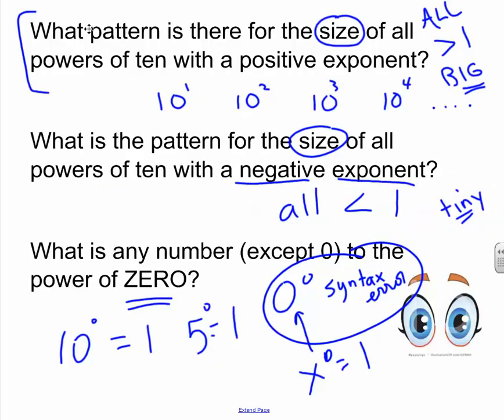So then in your table groups, you just found the pattern for the size of all numbers that have an exponent that's positive. And what you found is they're all greater than 1. They're all big. The size of all powers of 10 with a negative exponent, they're all tiny. They're all less than 1. And any number to the power of 0 is 1. Except for, remember, you can't have a 0 to the power of 0. That's not going to equal 1. If you try that in your calculator, you'll either get domain error, syntax error, or just an error sign. Because that's one of those things in mathematics that you can't do.